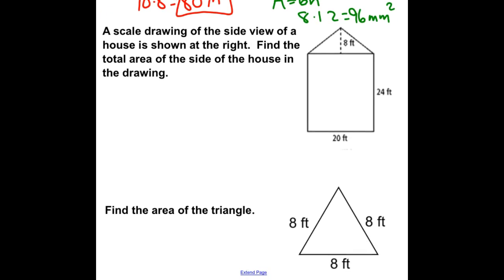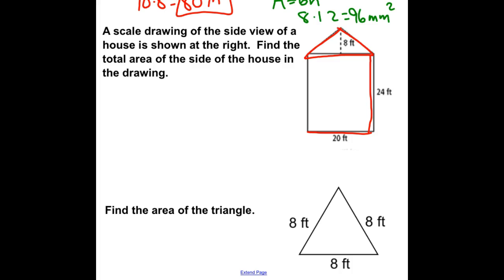So we like to do stuff with composite figures too, like this one. It says a scale drawing of the side view of a house is shown at the right. Find the total area of the side of the house in the drawing. So we just want to split this up. I see two different shapes. I see a rectangle, which is base times height. That's pretty easy. And then I see a triangle, which is our 1/2 base times height.